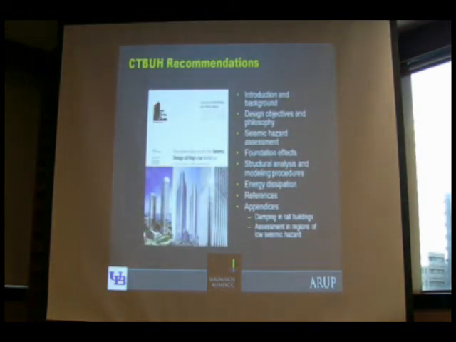So the Japanese and the Chinese are way out ahead of us in the United States in terms of implementing appropriate procedures for the design of tall and super tall buildings. So with that background, let me move on to the recommendations in the Council's document.